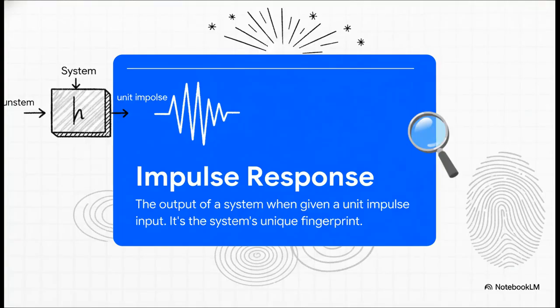The secret weapon here is something called the impulse response. Imagine you hit a system with a perfect instantaneous burst of energy, that unit impulse we talked about. The way that system rings or vibrates or just reacts over time, that is its impulse response. It's a totally unique signature, like the system's own personal DNA or fingerprint. It completely defines what that system is.